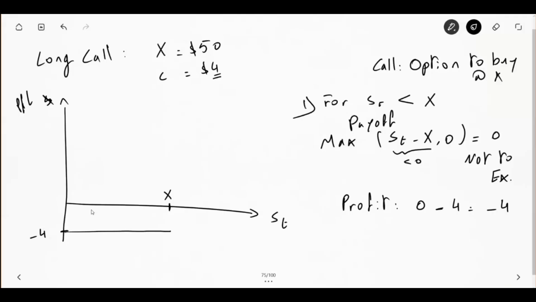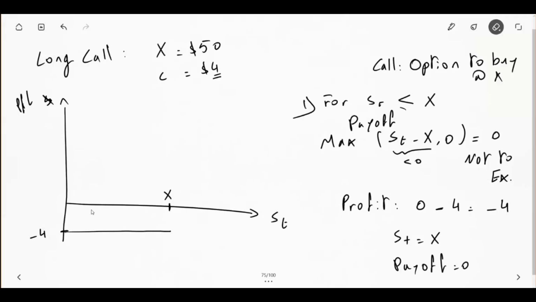Now, the second case, for ST greater than or equal to X. Whether I put the equality here or with ST greater than or equal to X, it's the same thing, because whenever ST is equal to X, I will be indifferent, because whether I exercise or not, the payoff is going to be equal to 0.